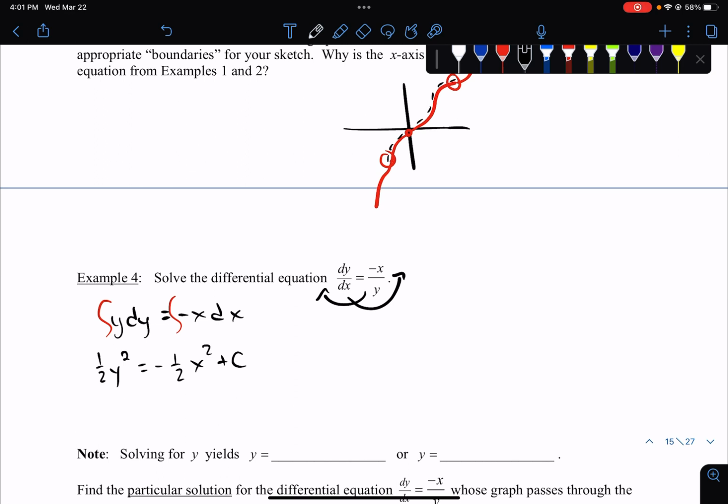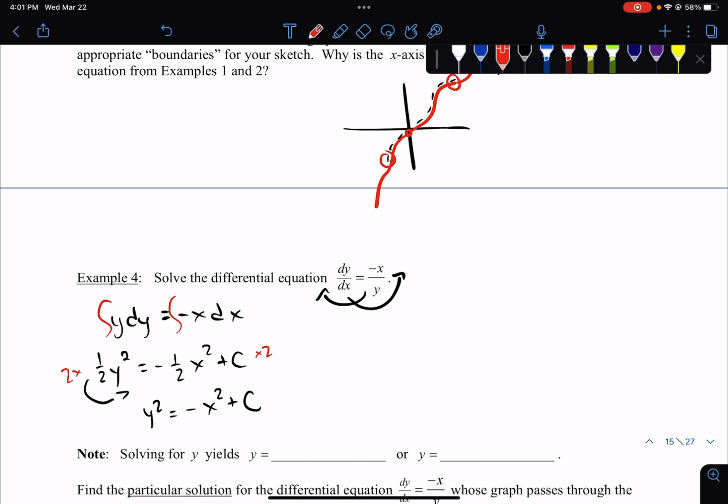We don't know what it is. We don't care, at least at this point, because it didn't give us starting positions. We can just leave it as c. If we clean this up a little bit, I want to get the negative half to the other side, so I'm going to multiply both sides by 2. That gives me y squared equals negative x squared plus c. I don't know what it is, but it's still some constant; it got multiplied by 2, and that's fine. To keep going, I've got to square root both sides.